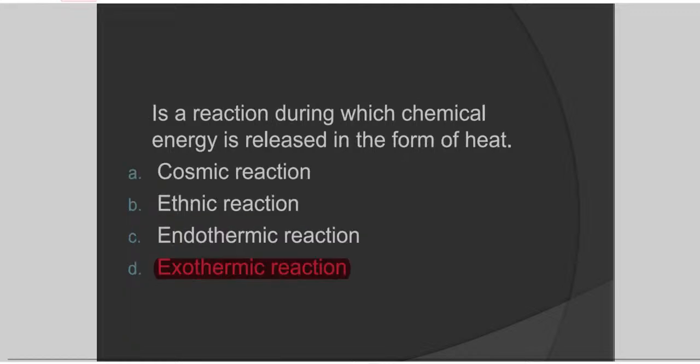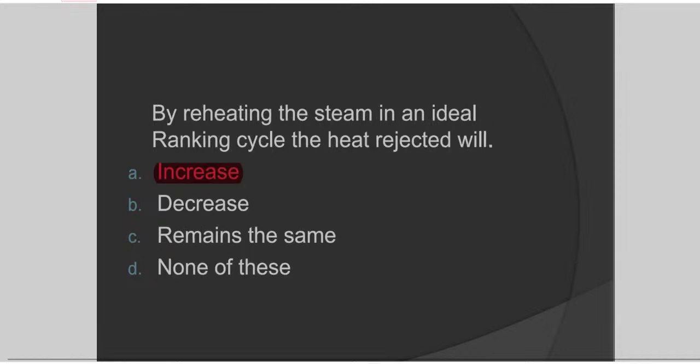______ is a reaction during which chemical energy is released in the form of heat. A. Cosmic reaction. B. Ethnic reaction. C. Endothermic reaction. D. Exothermic reaction. By reheating the steam in an ideal Rankine cycle, the heat rejected will: A. Increase. B. Decrease. C. Remain the same. D. None of these.